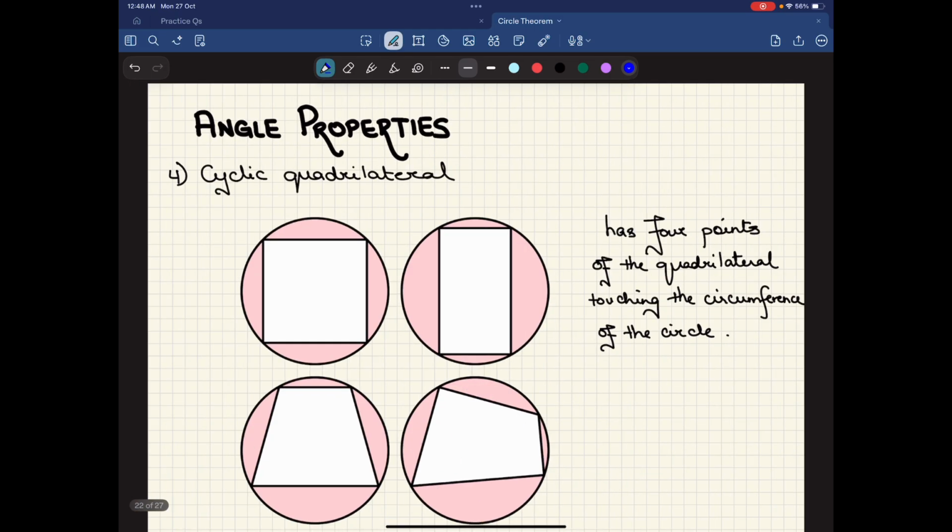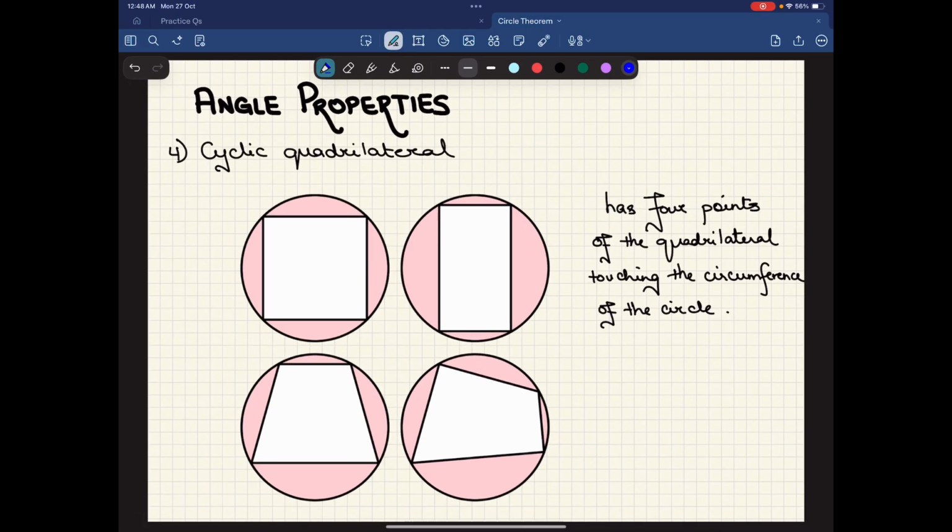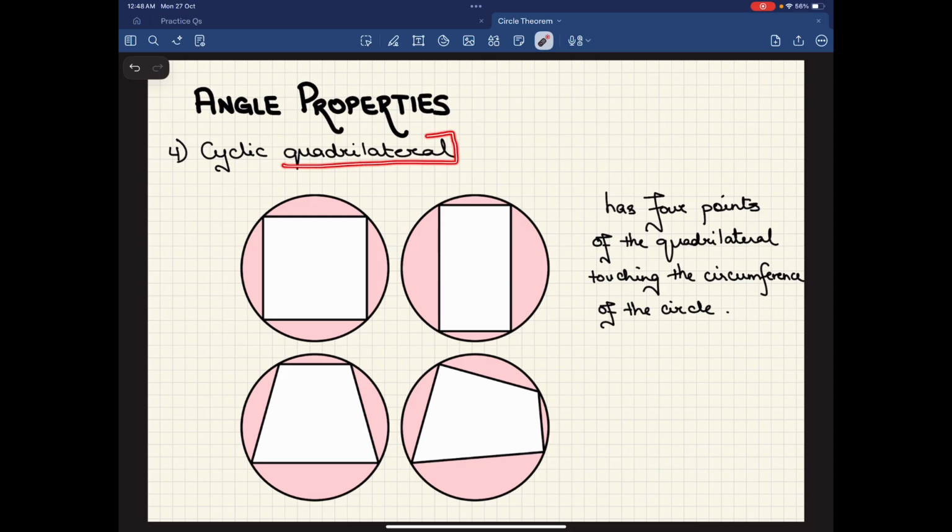Moving on, the next angle properties are with respect to a cyclic quadrilateral. But before we move on, we need to understand what a cyclic quadrilateral is. What is a quadrilateral? A quadrilateral is basically a four-sided polygon, a polygon which has four sides and four angles. So it can be a square, a rectangle, an irregular quadrilateral, trapezium, parallelogram, rhombus, kite, anything. It should have four sides and four angles.